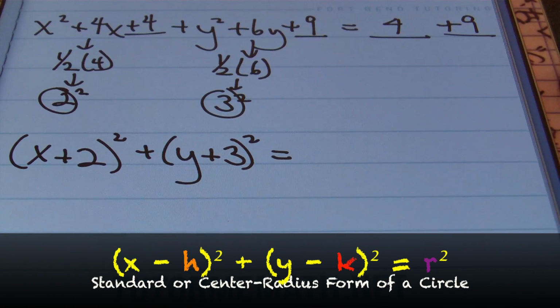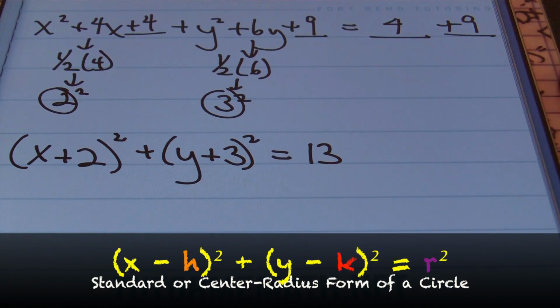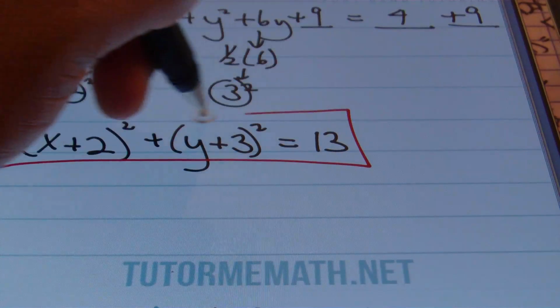Next, I'll be adding the right side of the equal sign. That 4 plus 9 equals 13. So that's going to be the right side of the equation, and we have the center radius form. This is the answer to problem number 4. Complete it. Of course you got to have that red box though, right? So, red boxing it, ladies and gentlemen.